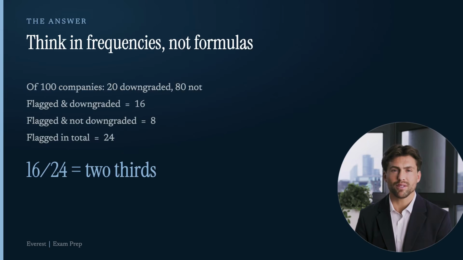The answer is 2/3, or about 67%. The easiest way to see it is with frequencies. Take 100 companies, 20 get downgraded, and 80% of those, so 16, were flagged. Of the 80 that are not downgraded, 10%, so 8, were flagged. That is 24 flagged companies in total, and 16 of them are downgraded. 16 out of 24 is 2/3.